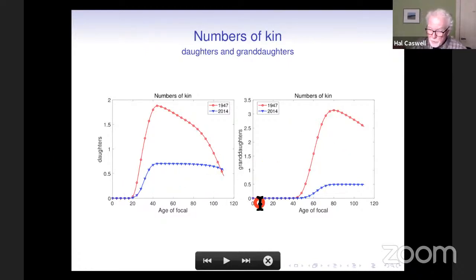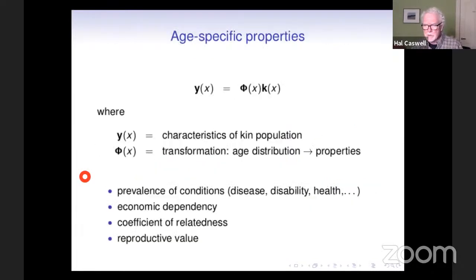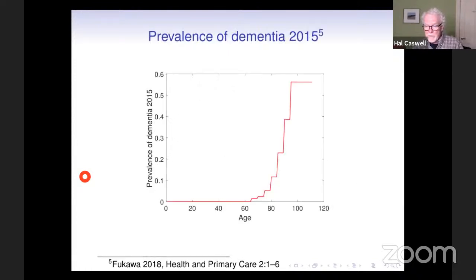This is Focal's granddaughters, and it's the same pattern, but shifted and with slightly lower values. This is mothers and grandmothers, but I'm going to skip over that. Given the fact that we now have the complete age distribution vectors for these kin, we can calculate other things. We can look at things like the prevalence of diseases or disability or health. We can look at measures of economic dependency, coefficients of relatedness. We can look at net reproductive value. So I did just one example.